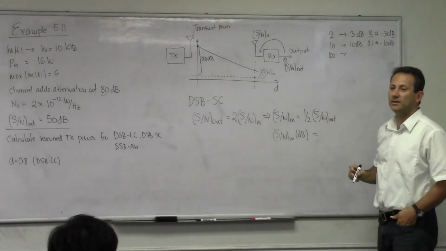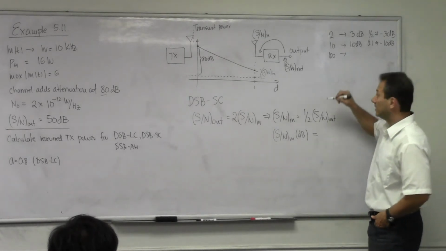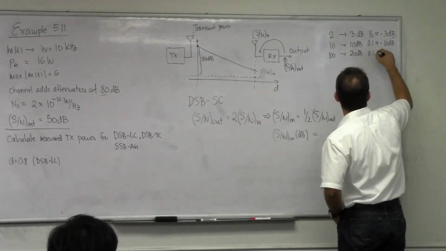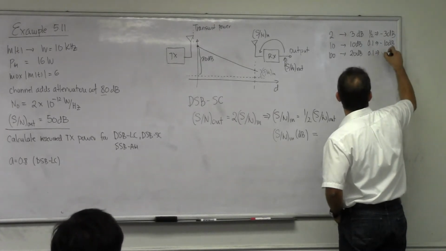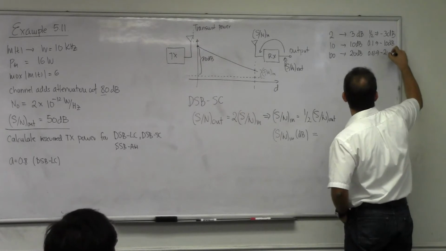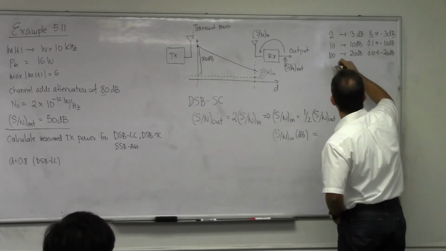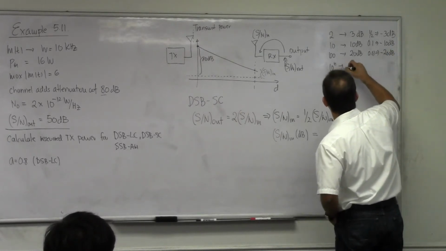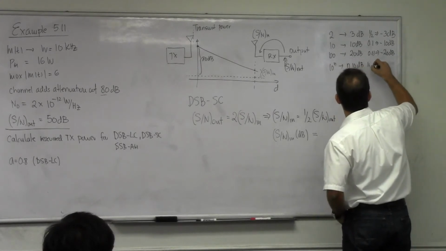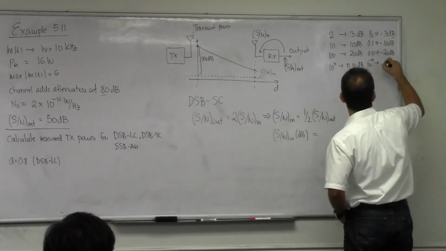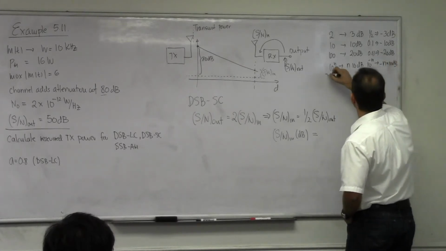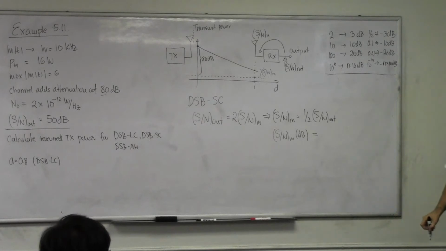100 times how many dB? 20 dB. 0.1? 0.01, sorry. Minus 20. Okay, 10 to the n is n times 10 dB. 10 to the minus n is minus n times 10 dB. Okay, at least these you need to know.